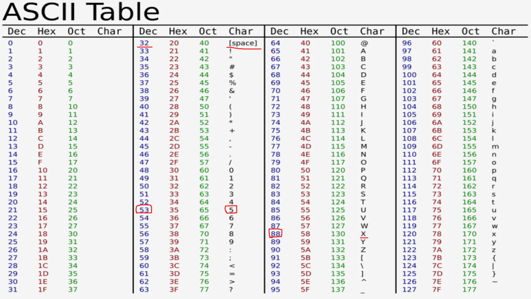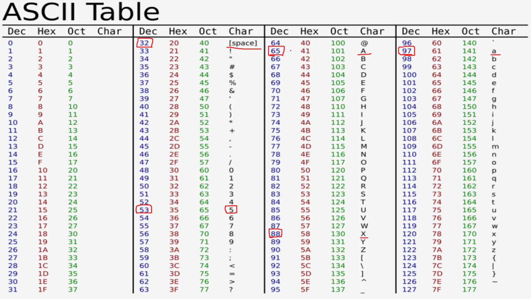So some values you have to remember, especially capital A. Capital A is 65, small a is 97. So these two values you have to remember, and also space, 32. These 3 values will be helpful when we write some programs.